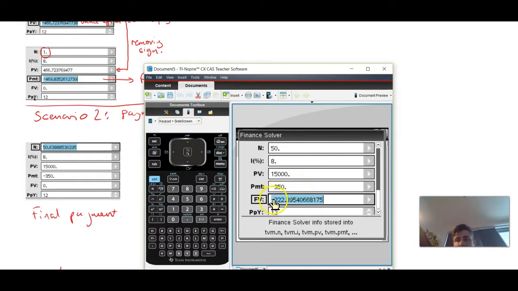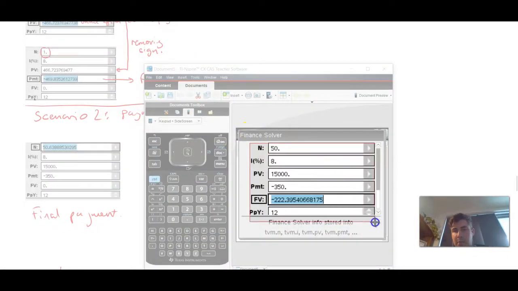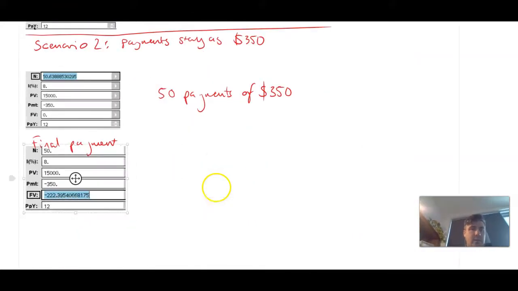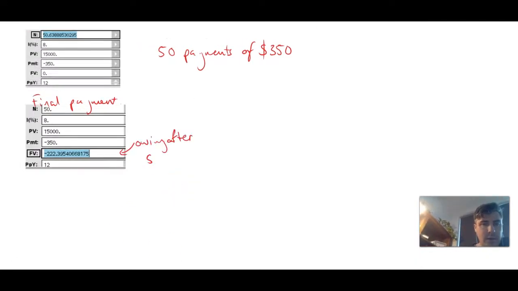So we're owing, after the 50th payment, we owe $222.40. So not very much owing. So it's definitely not a whole payment that we're going to have to do. Okay, so that's left owing after 50th payment.